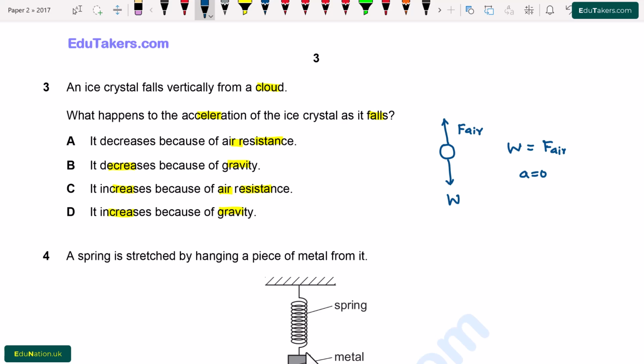In option A, it decreases because of the air resistance. So this option is correct because the acceleration decreases here. Options B and D are incorrect because acceleration does not increase or decrease due to gravity. Acceleration remains the same in the vacuum, although there is gravity in the vacuum. Option C is also incorrect because air resistance decreases the acceleration, not increases it. So the only correct option is A.